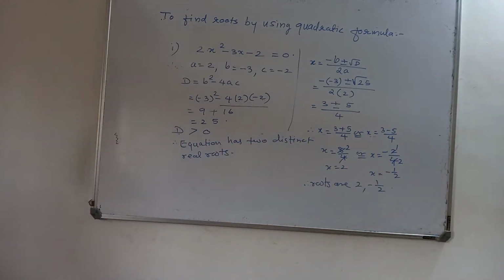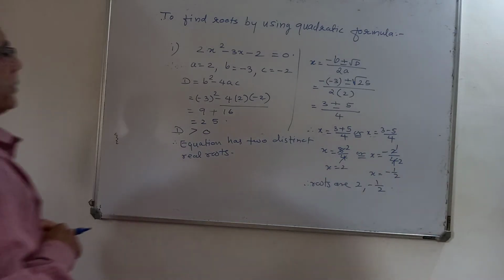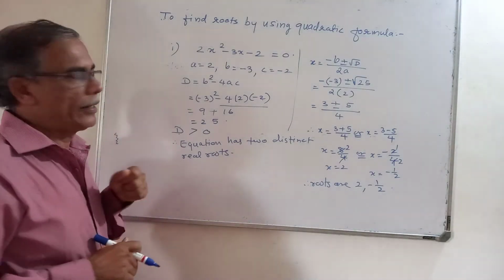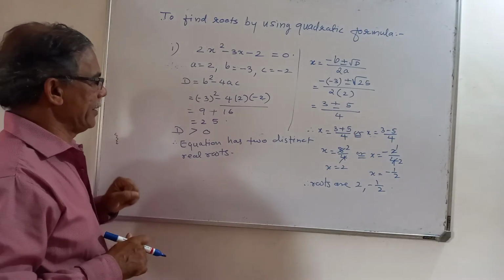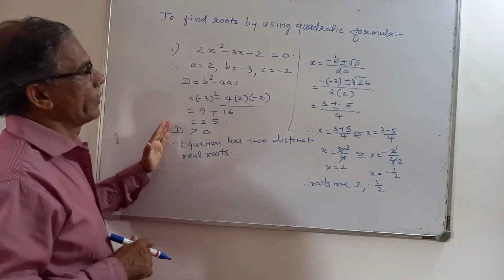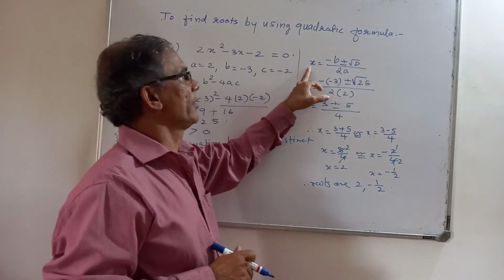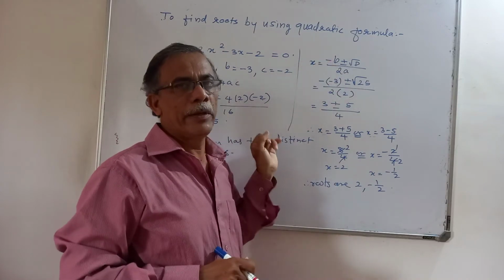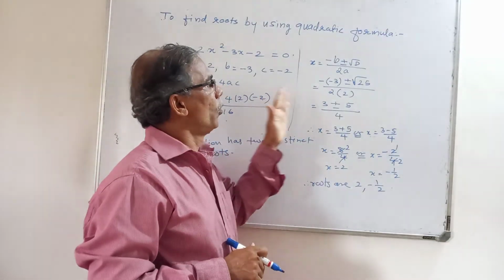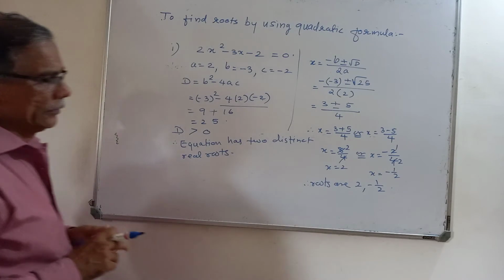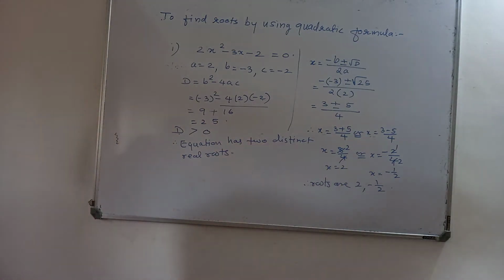So this is how we have to use the quadratic formula to find the roots. First step, we should know, we have to calculate the discriminant. D is equal to b square minus 4ac. Once the discriminant is obtained, you should know this formula: x is equal to minus b plus or minus root D whole upon 2a. Okay. So I shall give you now a second example.